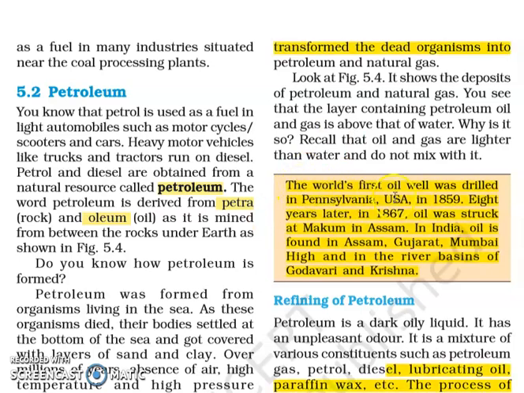The world's first oil well was drilled in Pennsylvania, USA in 1859. Eight years later, in 1867, oil was struck at Makum in Assam. In India, oil is found in Assam, Gujarat, Mumbai High and in the river basins of Godavari and Krishna.